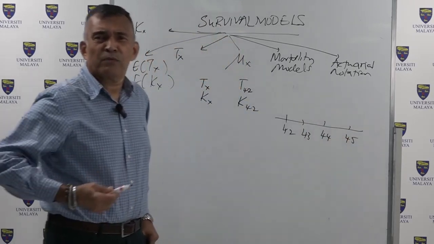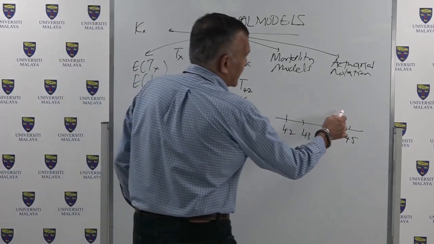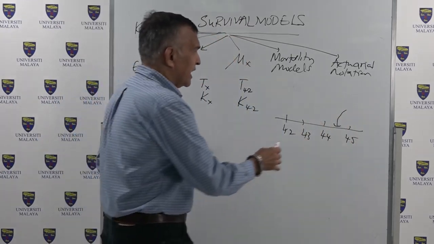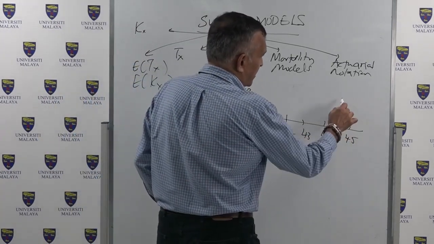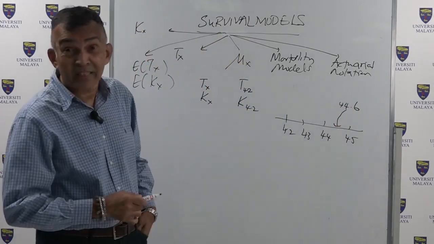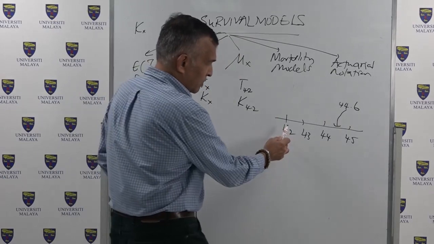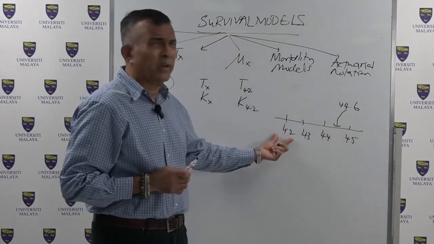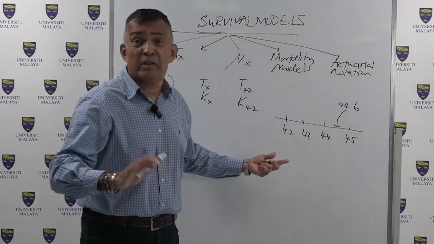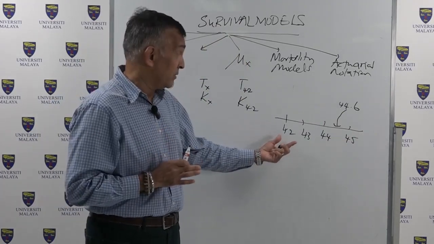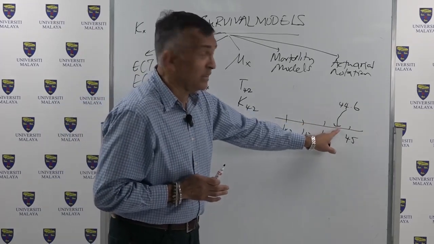Let's say, just for discussion, the guy dies here. This guy who is age 42 dies here, let's say at 44.6. At the age of 44.6, the guy dies. So again, 42, 43, 44, 45. Usually 42 is the age at issue, but never mind about that. We'll come to that later when we talk about insurance benefits and all those other exciting stuff. So let's say the guy dies here.